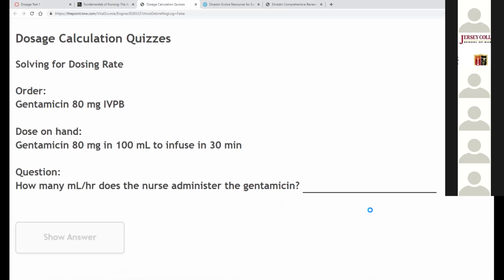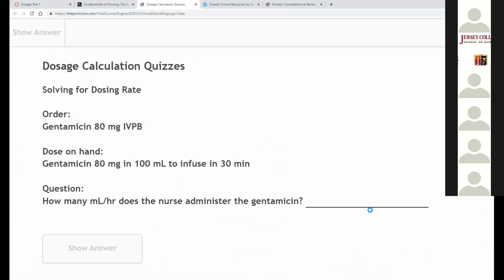What's the question ask? All right, again, it's total volume, which is 100, over total time in hours. And again, 30 minutes is a 0.5. So you should have 100 divided by 0.5. That's how your problem should be set up.